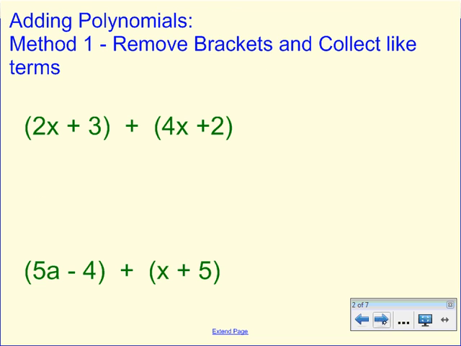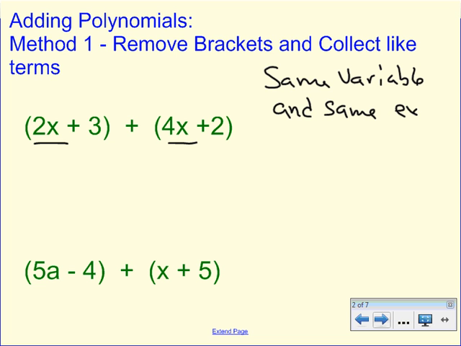Now moving on, if I want to add polynomials, I'm going to remove the brackets and I'm going to collect like terms. Like terms have the same variable. So in this case, like terms in my first example are 2x and 4x. 3 and 2 are constant terms. They're also considered like terms as well. So they also have to have the same variable and same exponent.